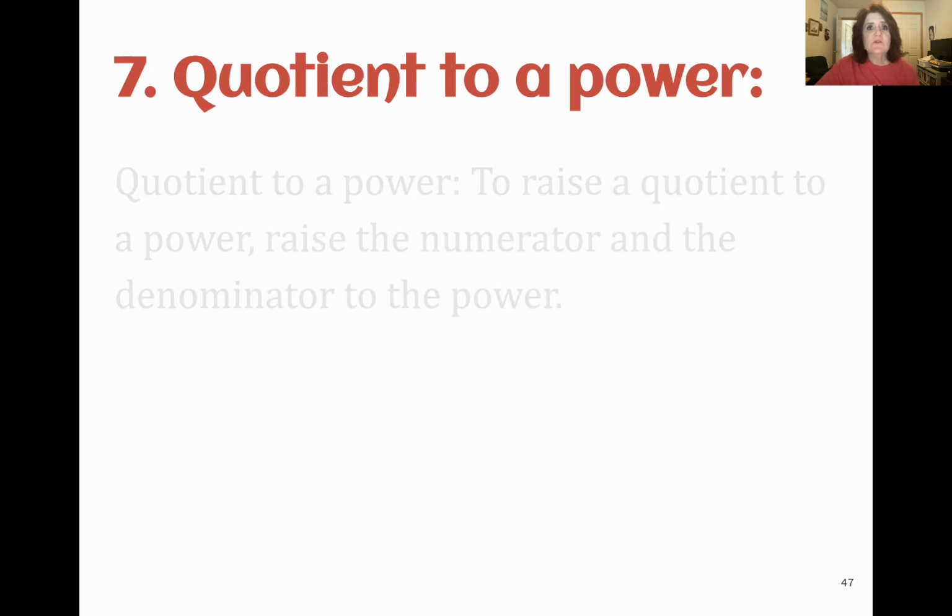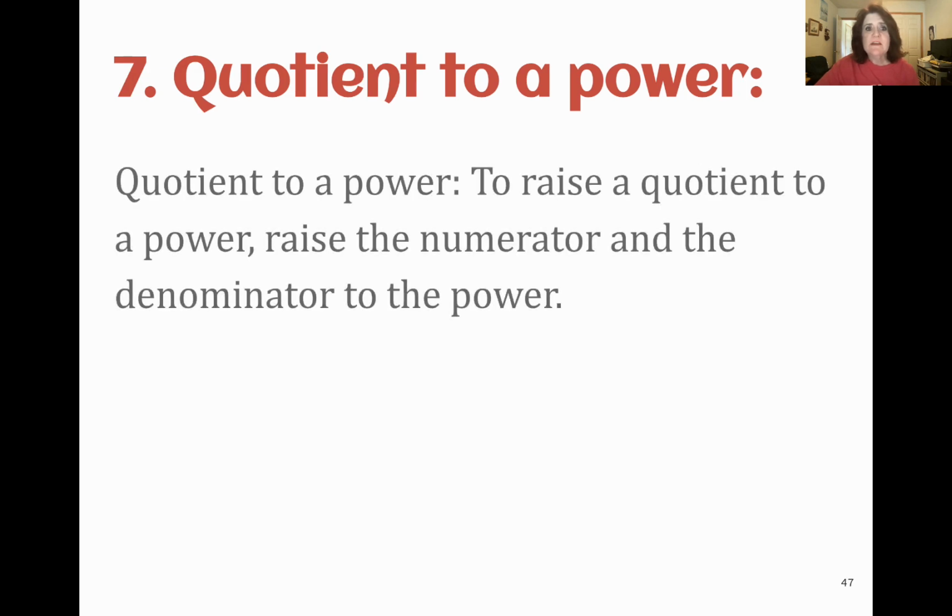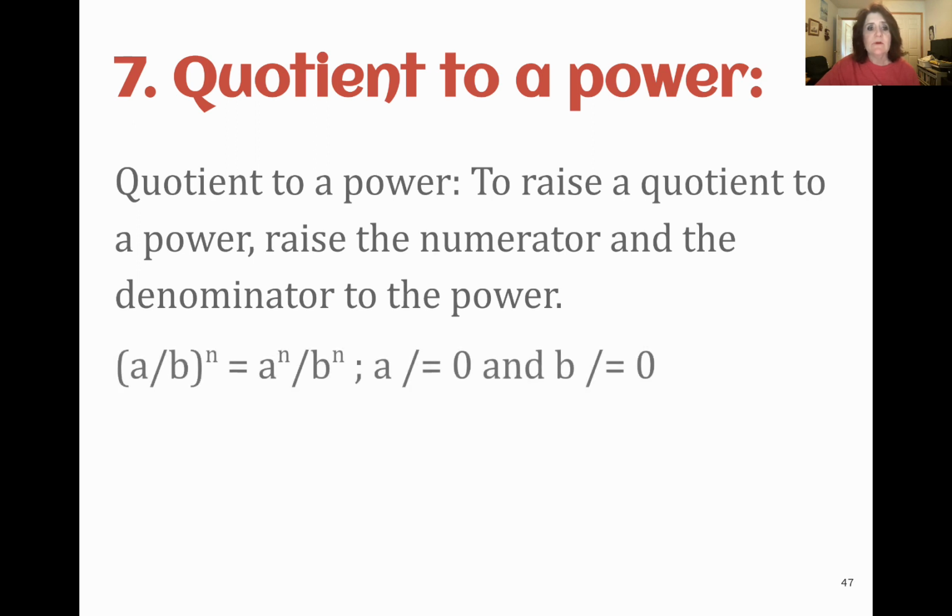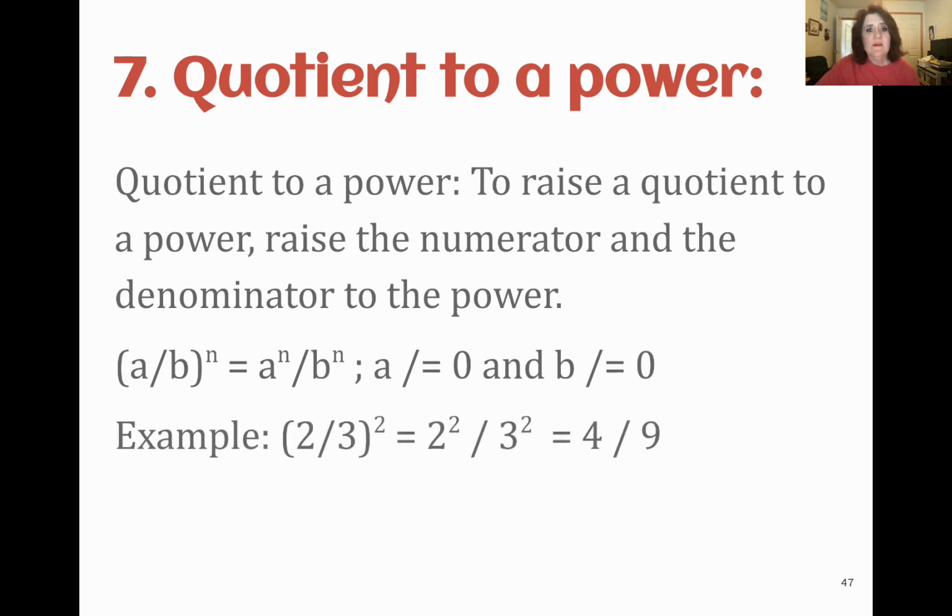Rule 7 is the quotient to a power. Raising a quotient to a power, you raise the numerator and denominator both to the power. Again, it's essentially distributing the exponent. A over b to the n is the same as a to the n over b to the n. So 2 over 3 squared is really 2 squared over 3 squared, or 4 over 9.